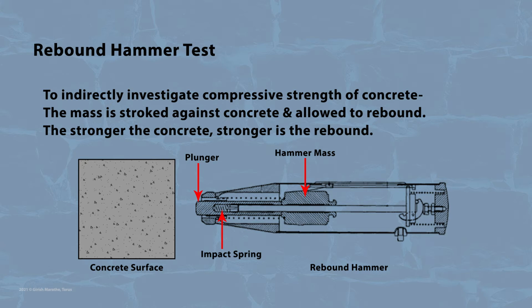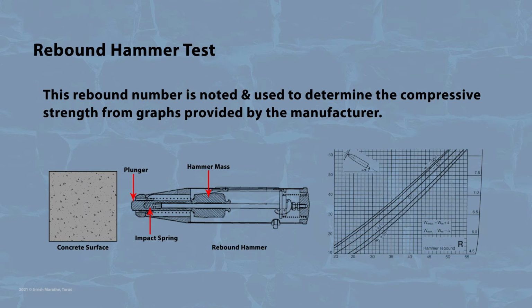It consists of a spring controlled mass which slides on the plunger. The mass is stroked against concrete and allowed to rebound. The stronger the concrete, the stronger is the rebound. This rebound number is noted and used to determine compressive strength from the graphs provided by the manufacturer.